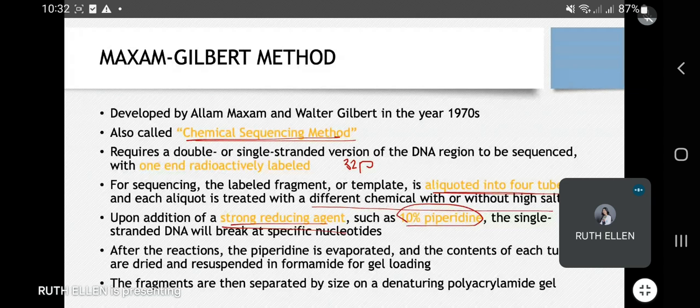Okay? So this reducing agent breaks the single-stranded DNA at a specific nucleotide. Okay? So tutulungan niya yung chemical agent or our base modifiers. Okay? So after the reactions, the piperidine is evaporated and the contents of each tube are dried and resuspended in formamide for gel loading. So the fragments are then separated by size on a denaturing polyacrylamide gel or yung tinatawag nating PAGE. Okay? So ano ulit yung detection method natin na gumagamit ng electric current at gel para ma-separate yung mga fragments natin according to their size.